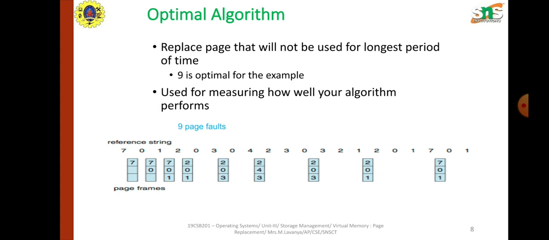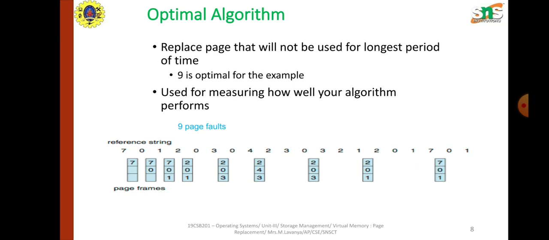The concept of optimal page replacement algorithm is that while selecting the victim frame, the data which are least frequently used in the upcoming string will be selected as a victim frame. That is the concept of optimal page replacement algorithm. Let's see this with an example.